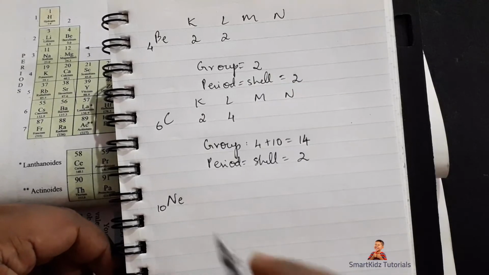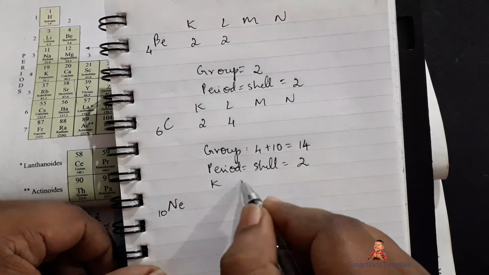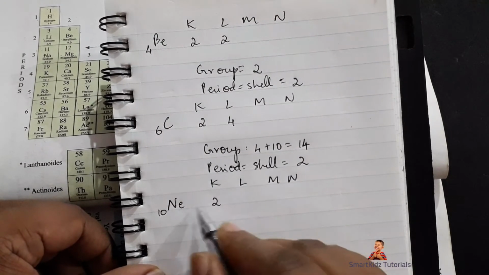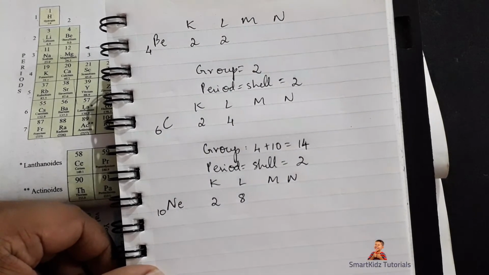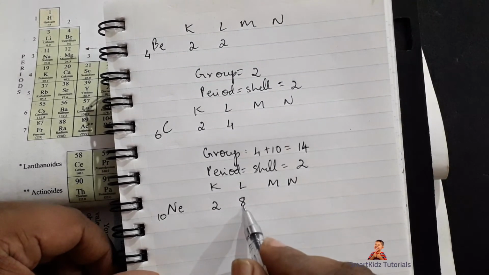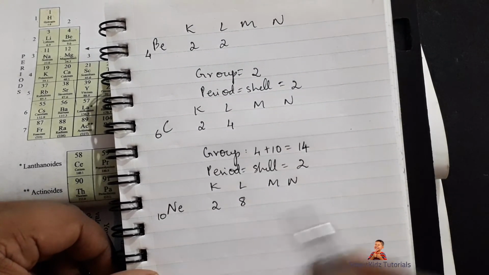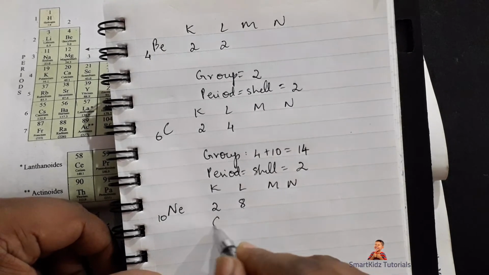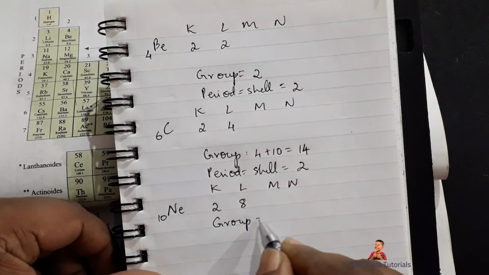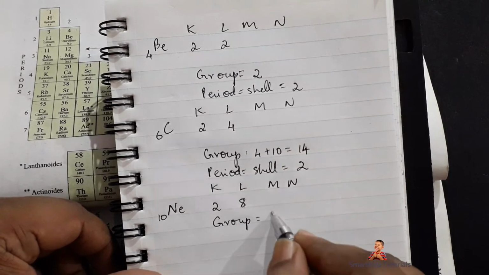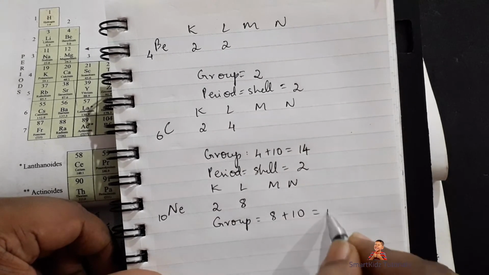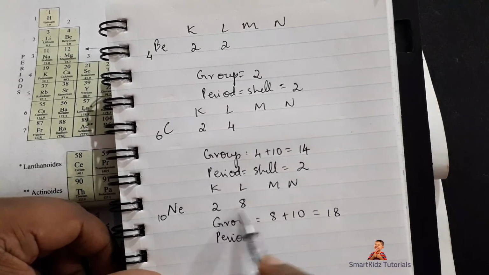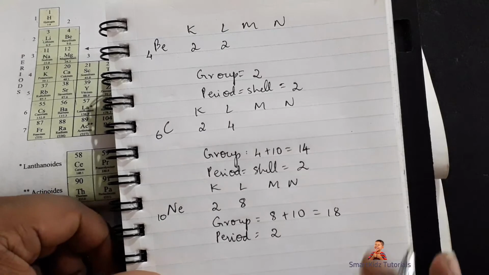So we'll take neon with atomic number 10, K, L, M, N. So the first shell has 2, then there are 8 remaining, which will fill up the second shell. Now in the case of neon, it is a stable configuration, which means it has to belong to group number 18, but we'll do it the usual way. So group equals valence electrons, which are 8, plus 10 equals 18, and as far as the period is concerned, it will be 2.